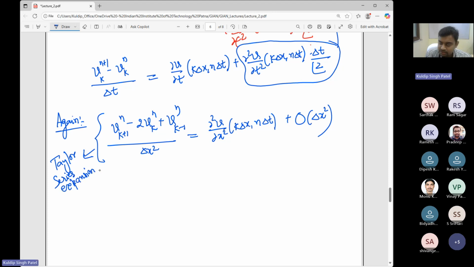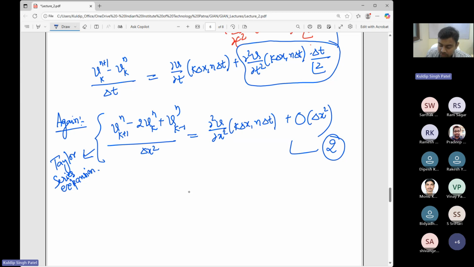Expand it using Taylor series expansion, you will get on the right-hand side del 2v by del x2 plus some terms of order of delta x square. And this is your equation number 2. Right. Now, what you do, you subtract.